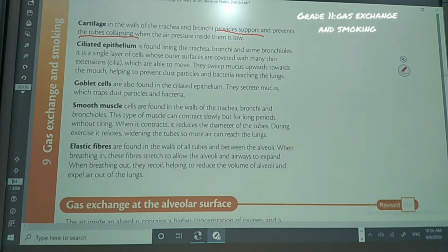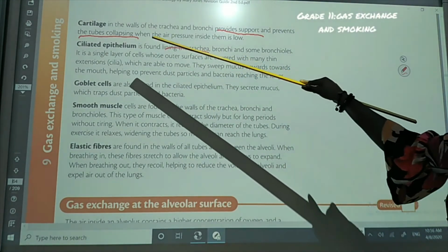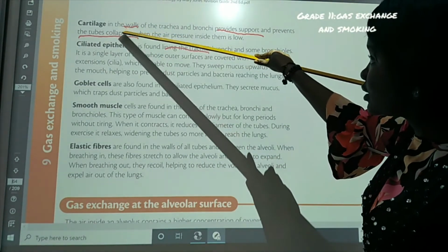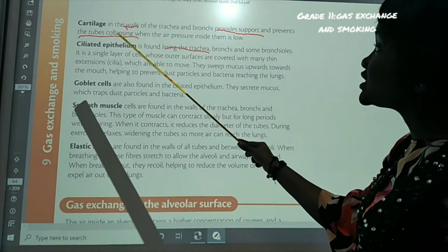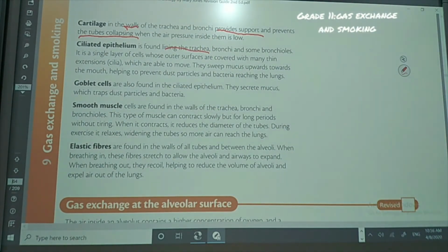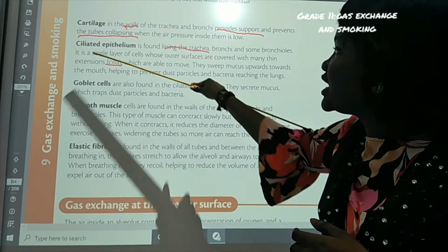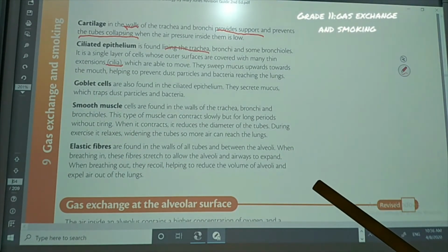So, we go to the ciliated epithelium. The ciliated epithelium is also found in the lining. Where is the cartilage found? The walls of the trachea, outside. The ciliated epithelium is found inside, in the lining of the trachea, the bronchi, and some bronchioles. It's a single layer of cells whose outer surface is covered with thin extensions called the cilia. These cilia are able to move.